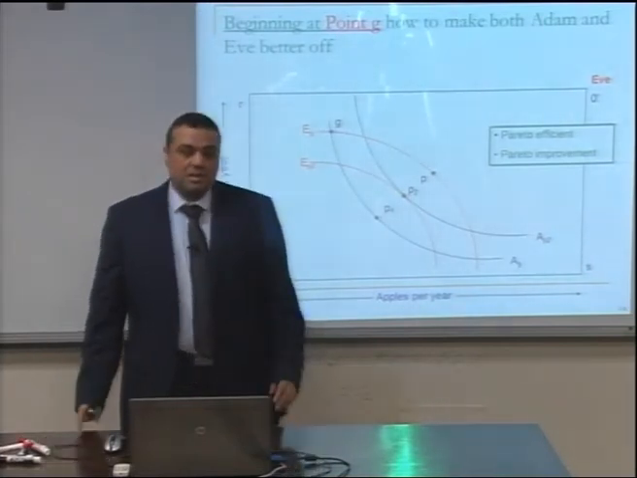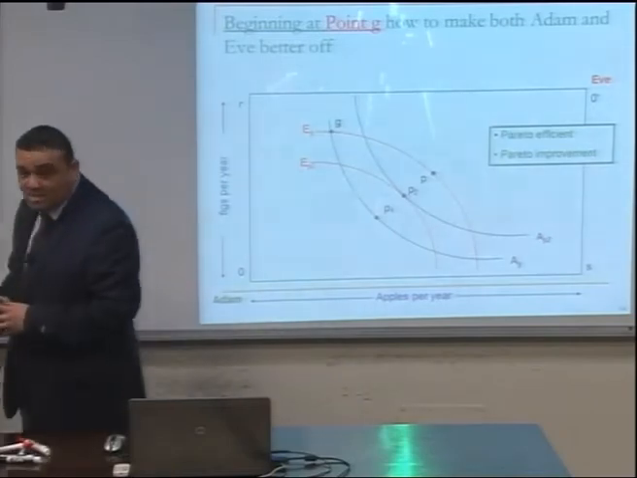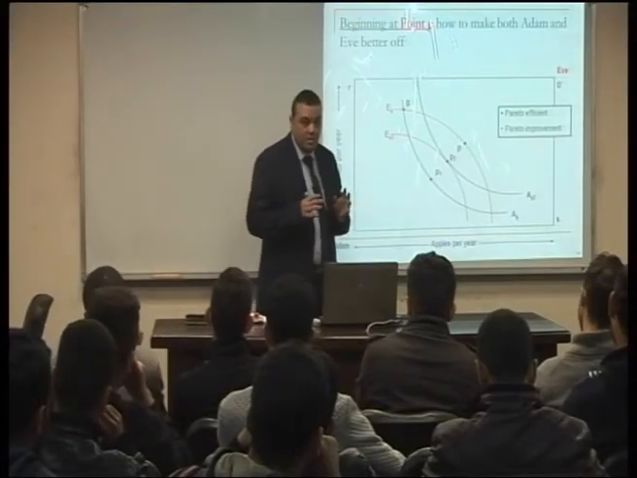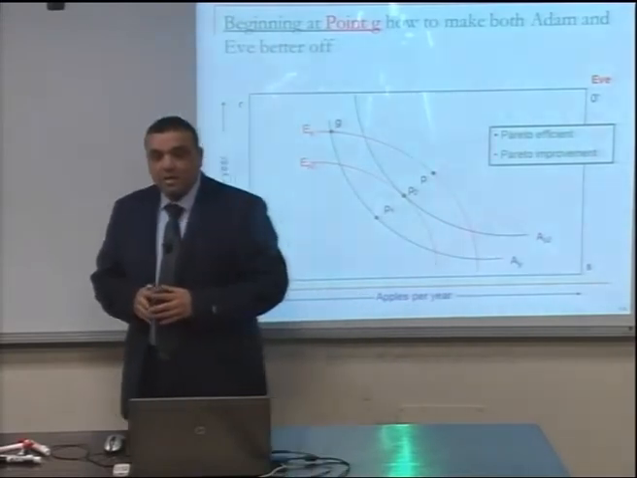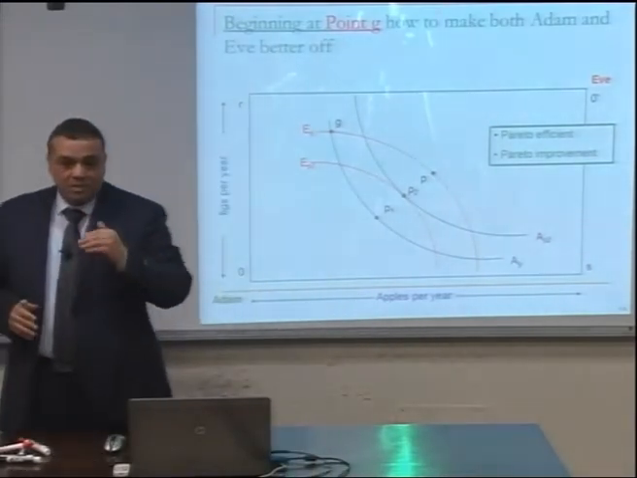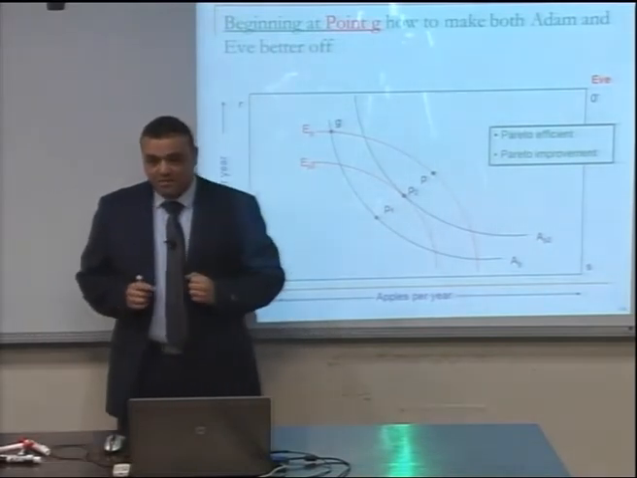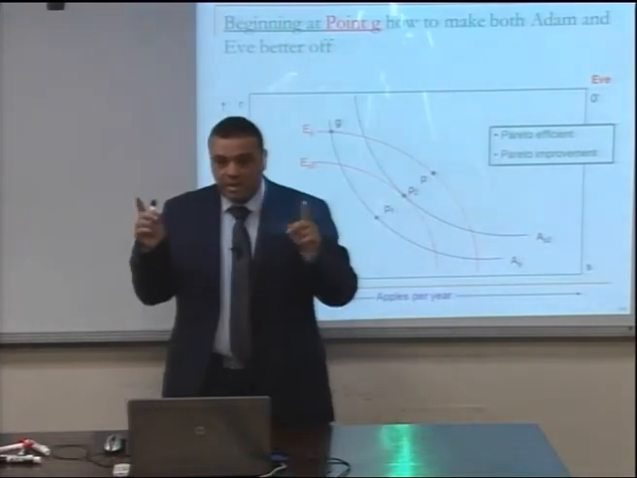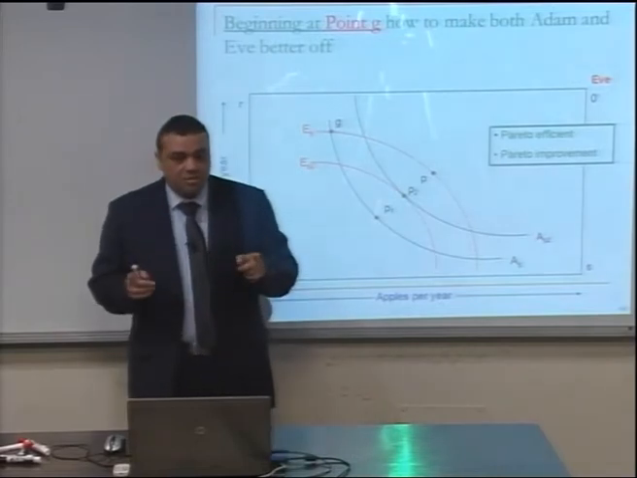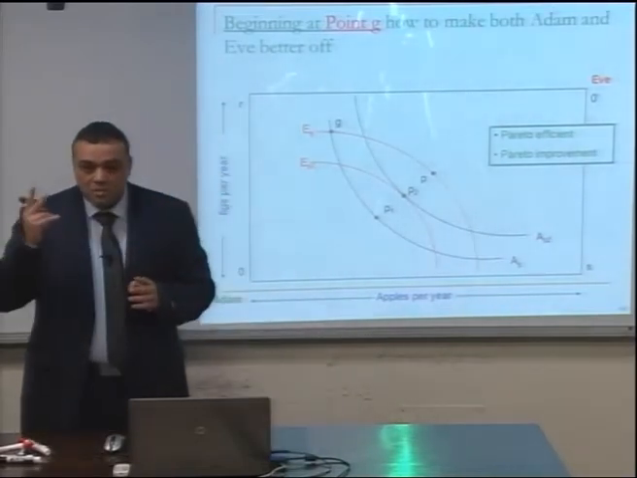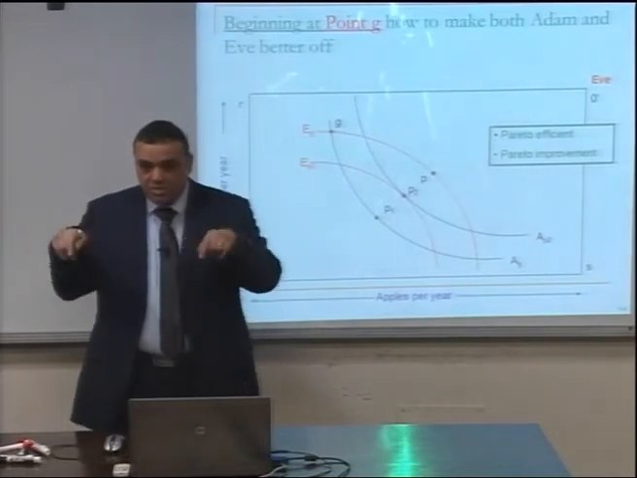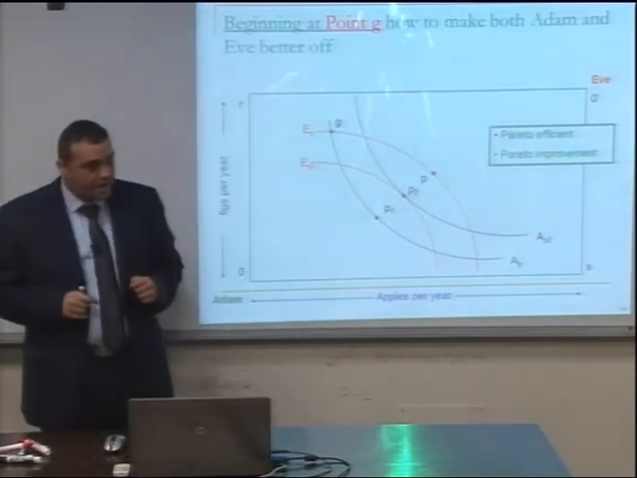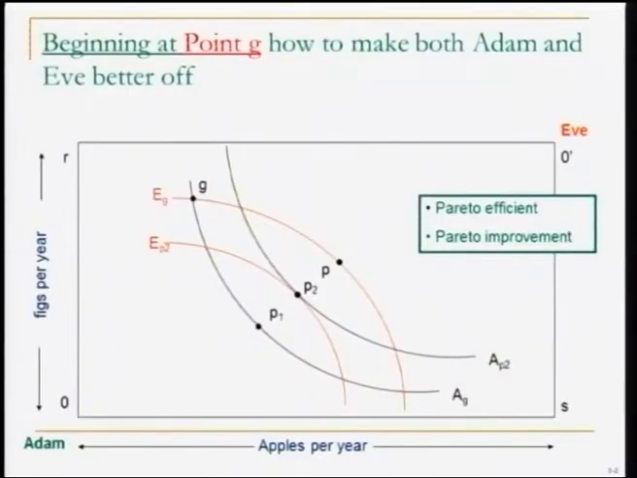The Pareto efficiency theory explains how a community can make someone better off without making someone else worse off. We assume that we have two persons in the community, and those two persons consume two goods. So we have two goods, two products only in the country. Adam and Eva are the population here. They consume figs and apples.